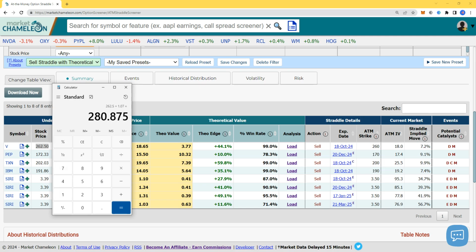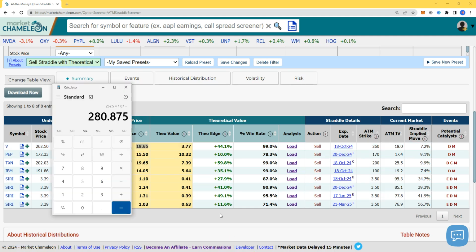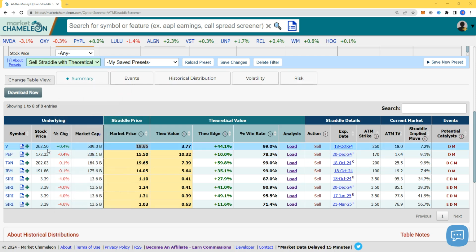262.5 times 1.07 to the upside, so 280. That's why you collect $1,800. Or 2.5 times 0.93, let's say, give or take, so 244. So anywhere between 240 and 280. That's what they expect Visa to trade.